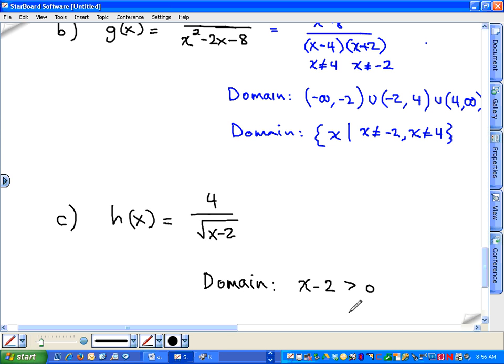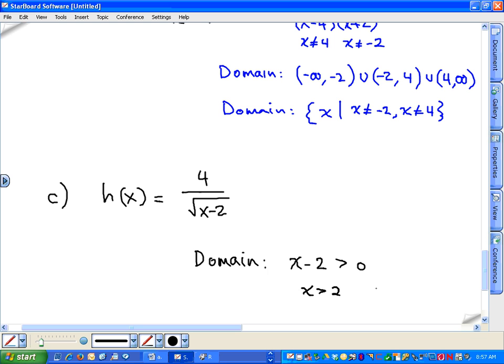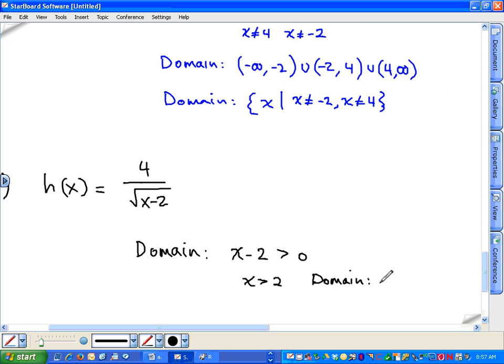It has to be strictly greater than 0, because if it equals 0, you end up dividing by 0, which makes the expression undefined. That's the only difference. It's no longer greater than or equal to, it's just greater than. So x is strictly greater than 2, which means your domain, not negative 2, sorry, positive 2, would be parenthesis 2 to infinity. That's the only difference. Okay.